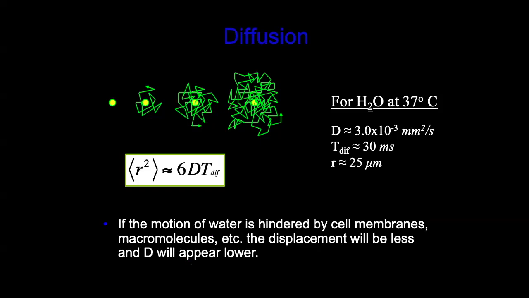So if the motion of water is hindered by cell membranes or macromolecules, then this is how we can get contrast in that image. The displacement will be less than that free diffusion coefficient, and it'll appear as a lower signal.